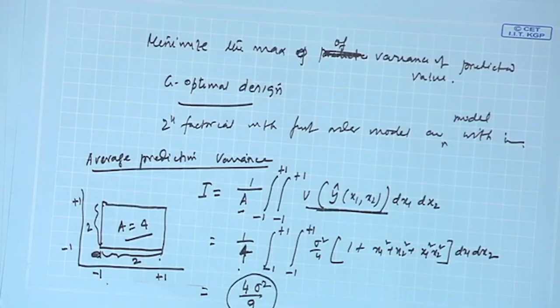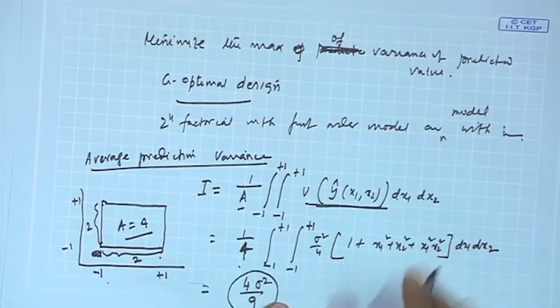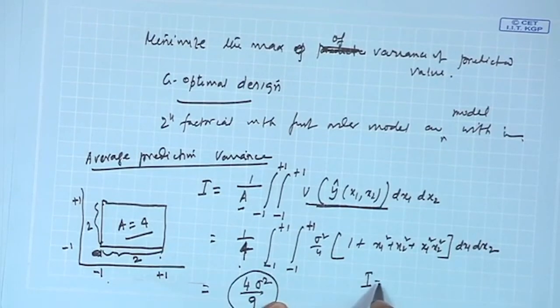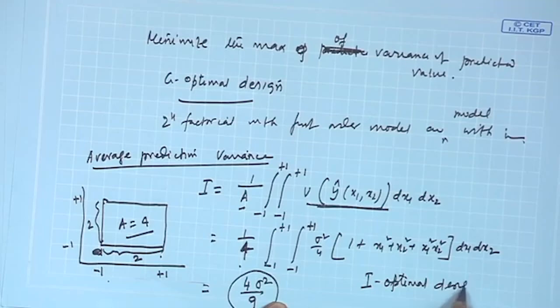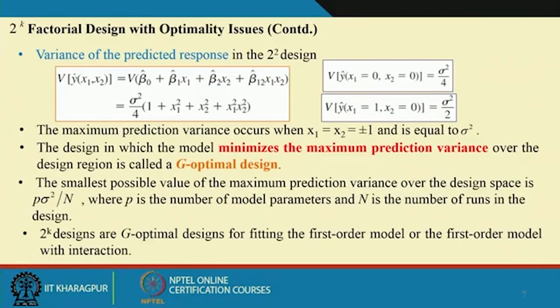Now, what do you want? You want this to be minimized too. This is the minimization of the average prediction variance, when you have a lot of points in the design space and you are predicting values at many of them. This is known as I optimal design. Okay.